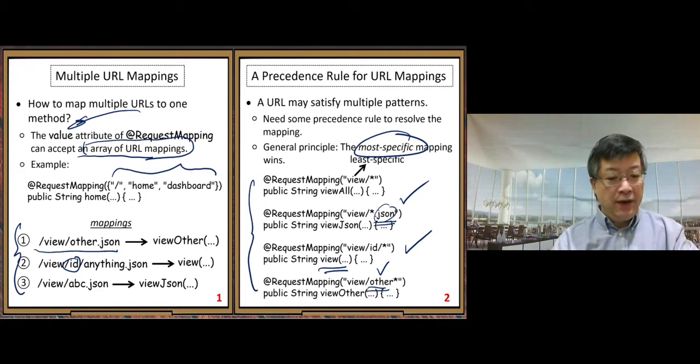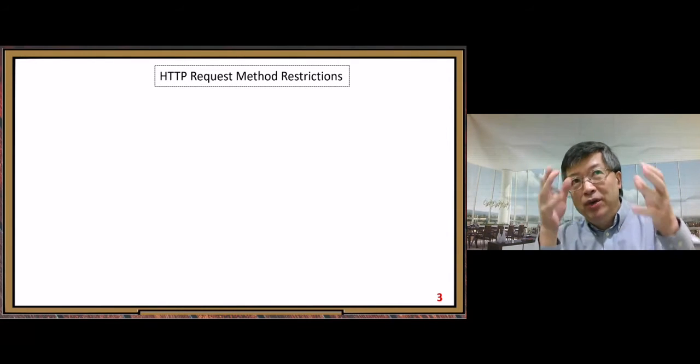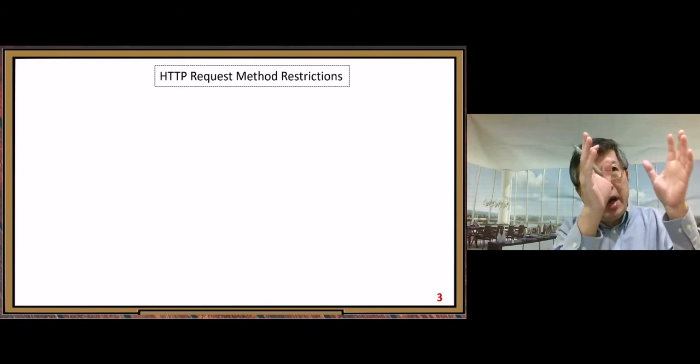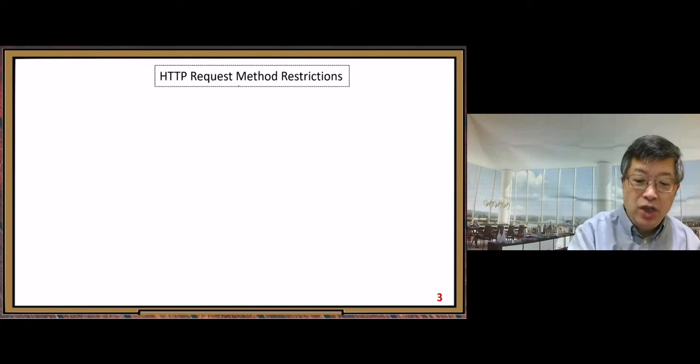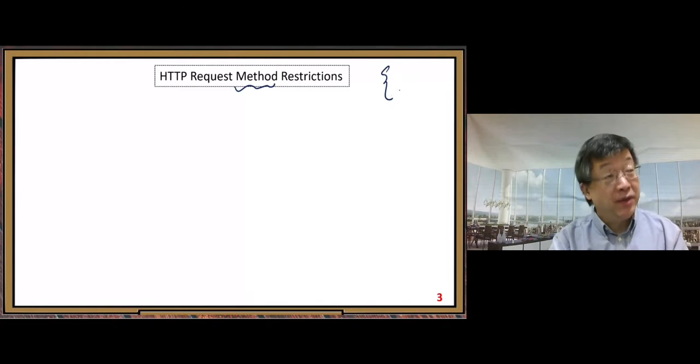Next, HTTP request method restriction. So now we add more and more details into that request mapping annotation. HTTP request method. How many HTTP request methods can we map? Now I think everybody knows the get method, right? Post method. Later we will use put method, delete method.